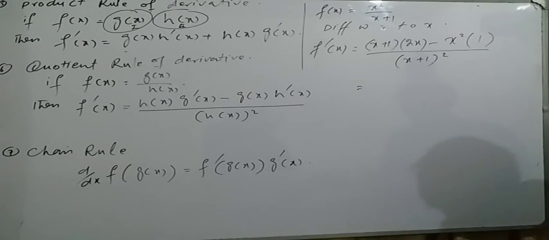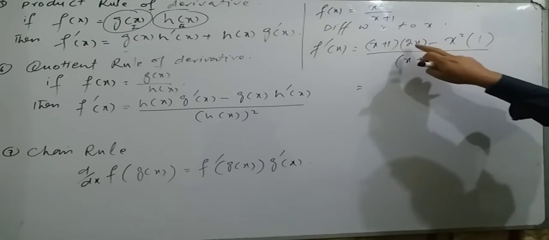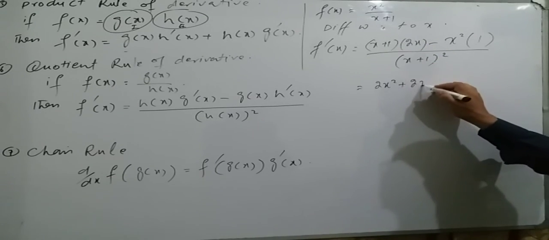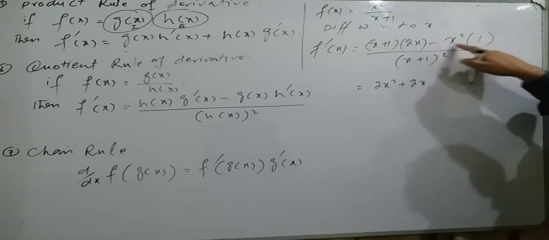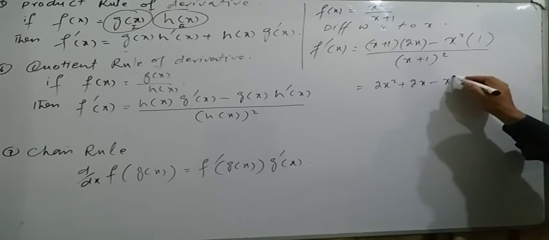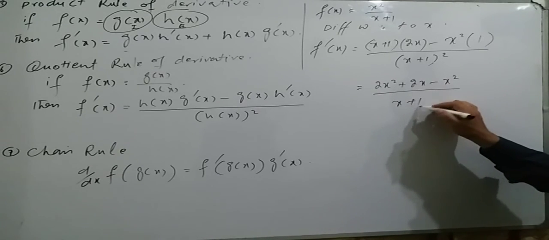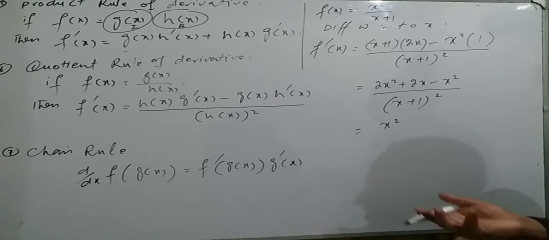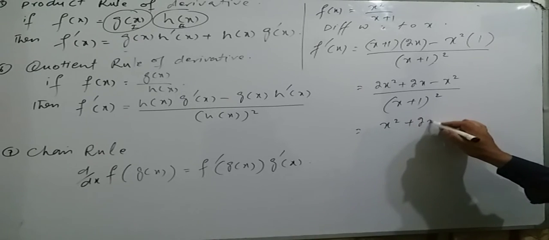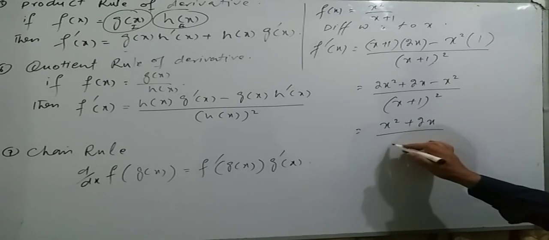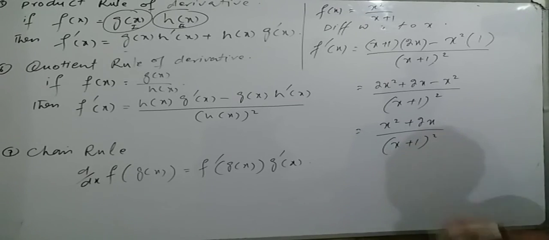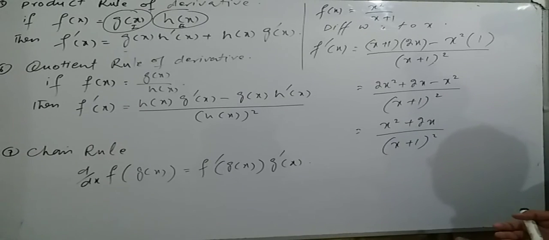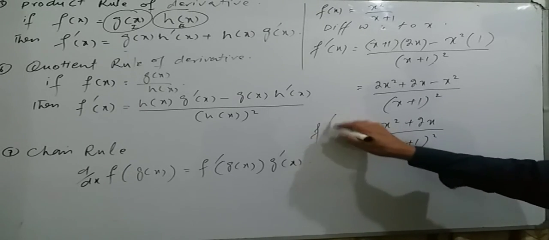After that, you will multiply or divide. 2x multiplied by x, so it will become 2x square. 2x multiplied by 1, so plus 2x. And minus x square multiplied by 1, so minus x square, divided by x plus 1 whole square. Now 2x square minus x square, so it will become x square, and plus 2x, and divided by x plus 1 whole square. You can open it, but no need to open because we don't have any chance to do simplification. That's why this will be the final answer.